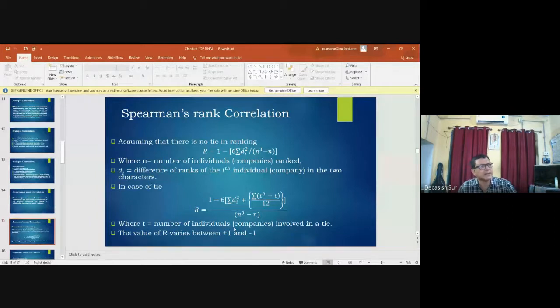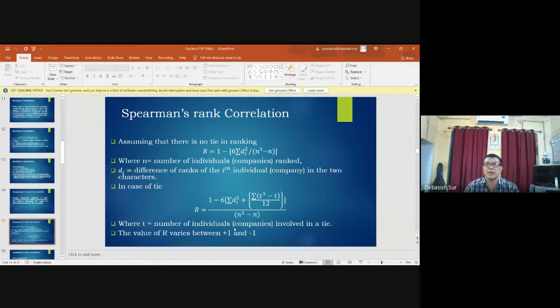Similarly, in another case, 2 students got 75. That means here also a tie arises, and in this tie 2 students are involved. So here t equal to 2. So this is the second formula we have to apply in case of tie. But if there is no tie, then we have to apply the first formula.